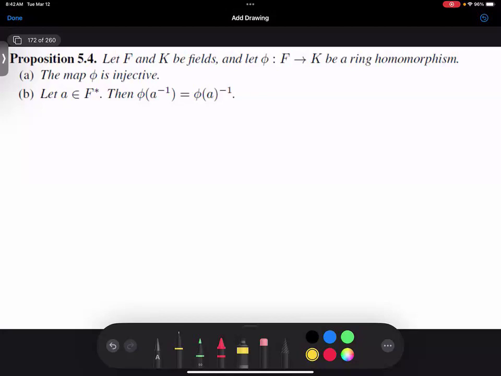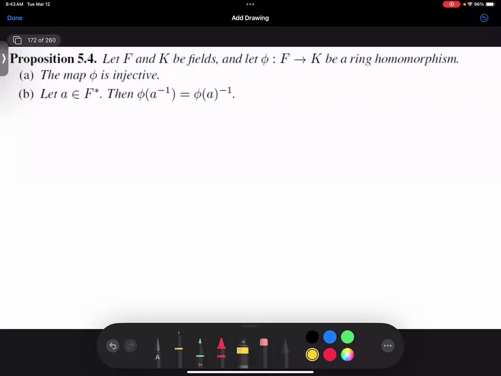Be more vehement, be stronger. Because only A in F star has an inverse, right? If A is not in F star, what must A be? A has to be the 0 element, right? So basically part B is just saying, choose any element that's not 0. Well, if it's not 0, then we know phi of A inverse.